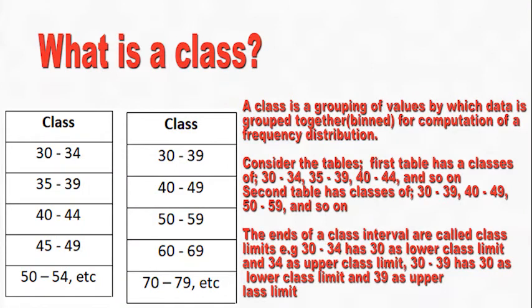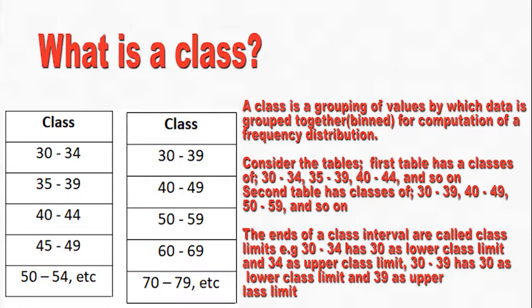A class is a grouping of values by which data is grouped together or binned for computation of a frequency distribution. Consider the two tables. The first table has classes of 30 to 34, 35 to 39, 40 to 44, and so on. The second table has classes of 30 to 39, 40 to 49, 50 to 59, and so on.